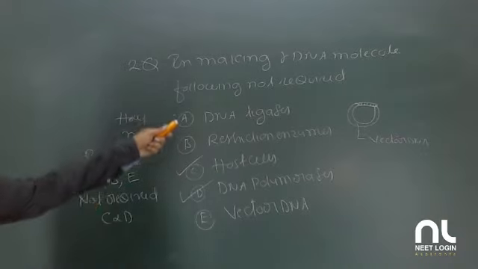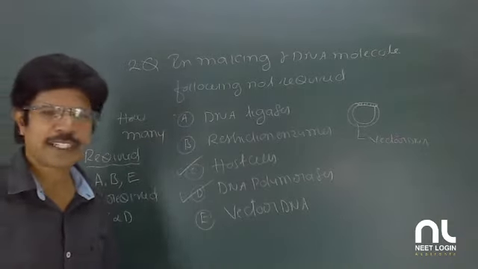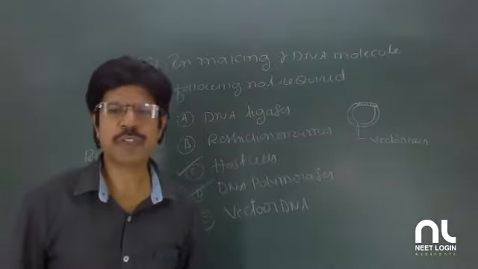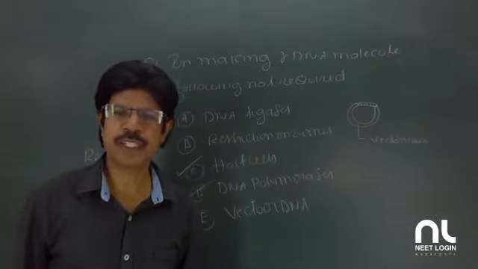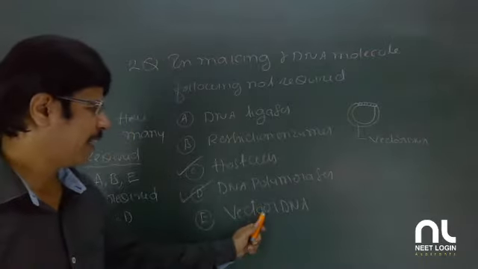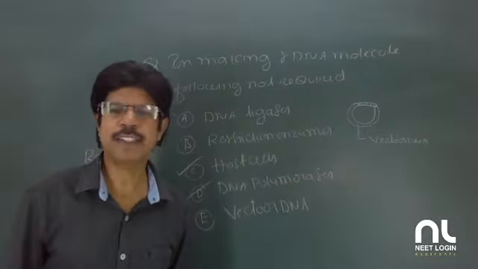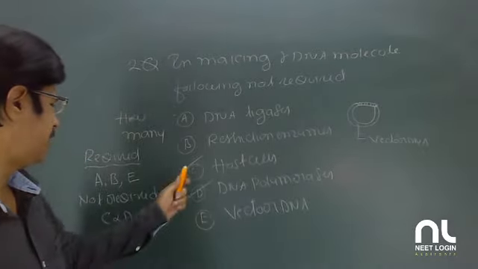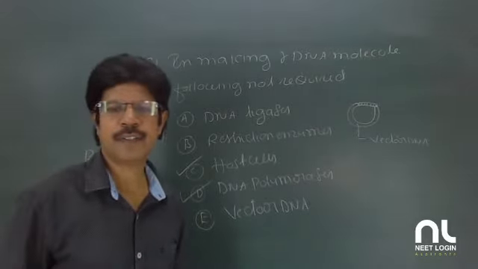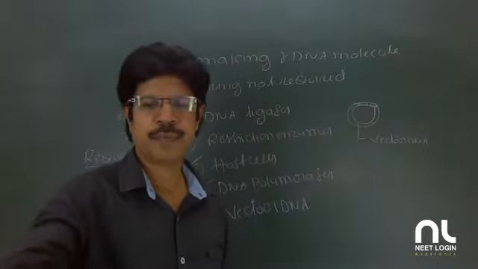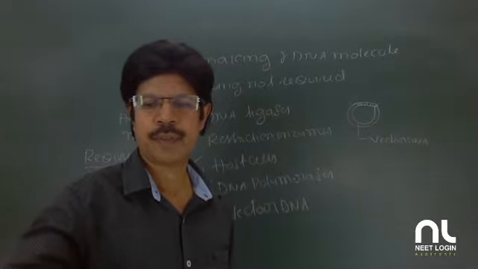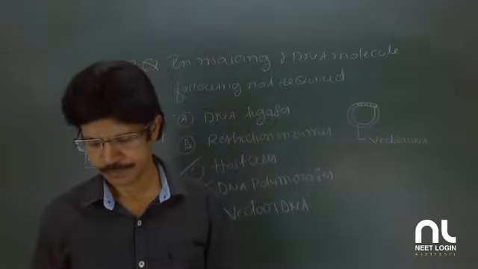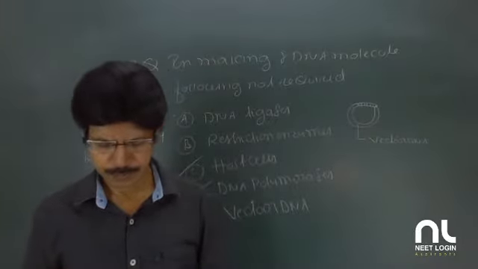Required are A, B, E. DNA ligase is required to link the foreign DNA with the vector DNA. Restriction enzymes are required to cleave the source DNA as well as the vector DNA. And vector DNA is required to link the foreign gene. So required are A, B, E. Not required are C and D. Okay.